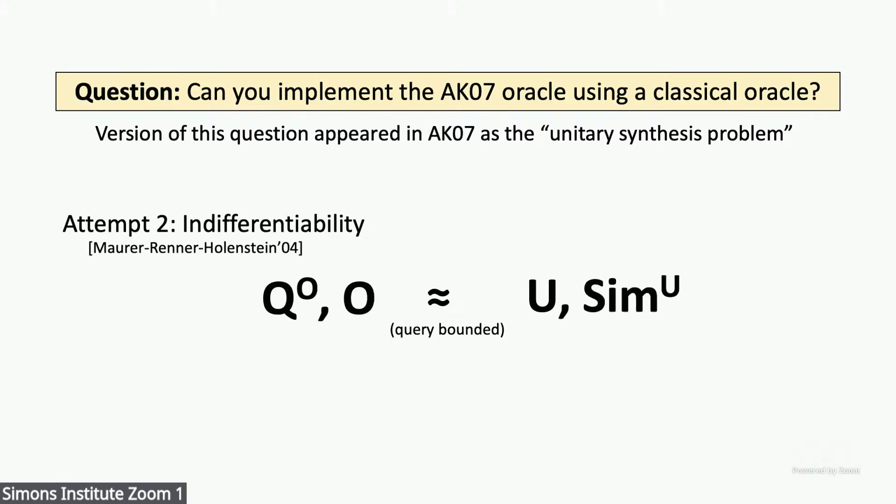So in cryptography, we know how to deal with this. We've known for a while. And what you want is something that we call indifferentiability, which is where you actually allow the adversary to query both Q to the O and O.